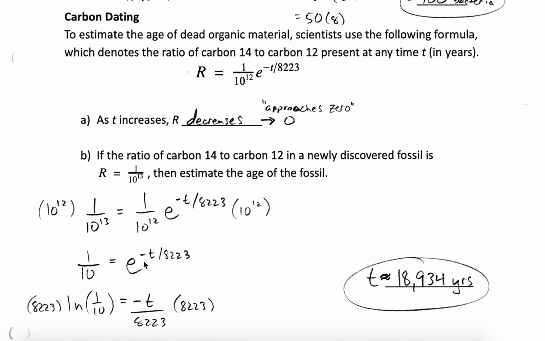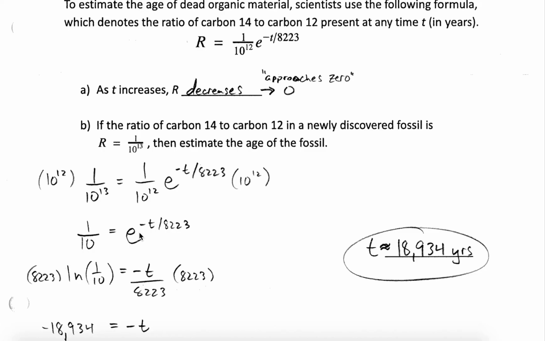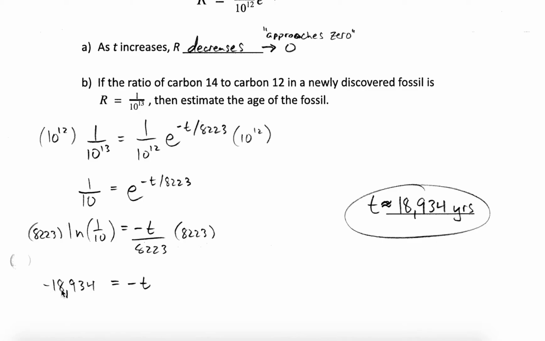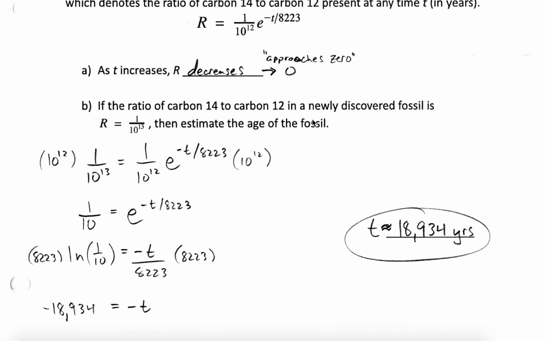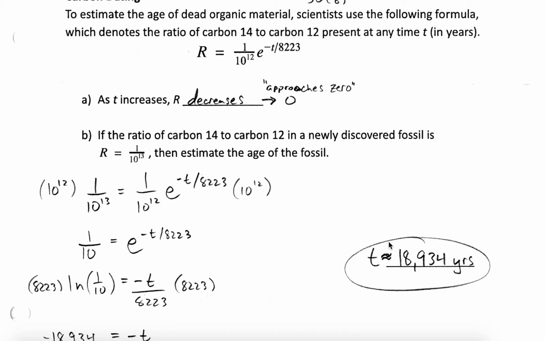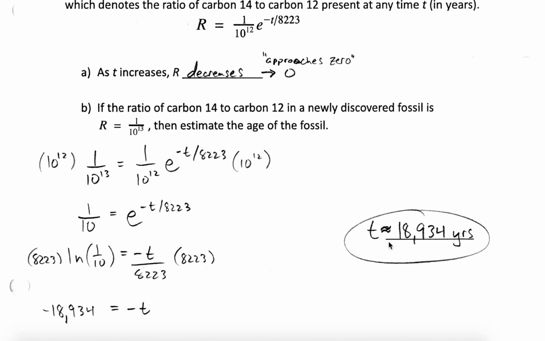Now we have e, a natural exponential function. We're going to cancel that by using the natural log. So natural log both sides. It's going to drop our exponent down. And on the left side, we're going to take the natural log of 1 over 10. That's a decimal value. The last step is to undo this division by 8,223 by multiplying both sides. We get approximately negative 18,934, but that is what negative t is. So the opposite of that would be positive 18,934. And we're talking about years as our t value. So this fossil is approximately 18,934 years old.